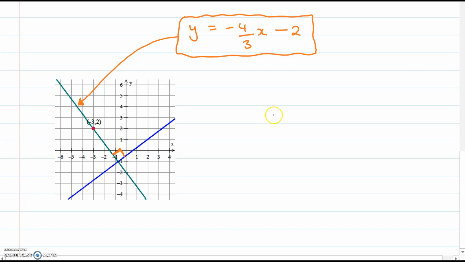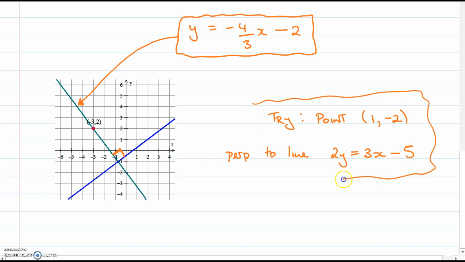Now, one for you to try. Try to find a line that goes through the point 1, negative 2, perpendicular to the line 2y equals 3x minus 5. Okay, so you can try that one yourself.